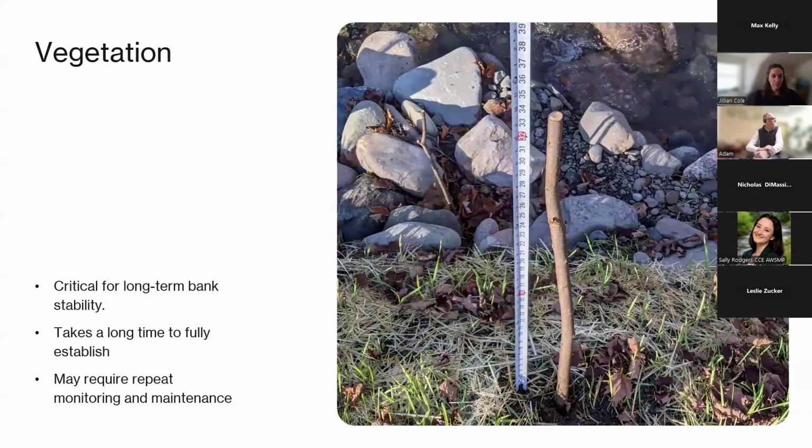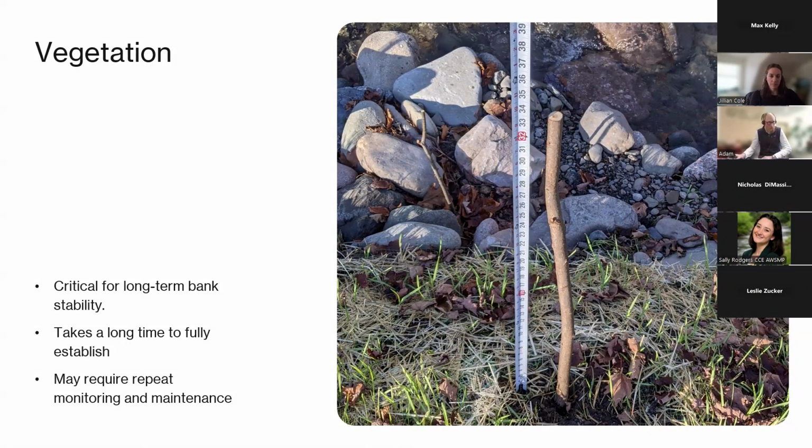So vegetation is absolutely critical for long-term bank stability, as Jillian mentioned earlier. The complication with it is that it often takes a long time to fully establish, and so that means that it may require repeat monitoring and maintenance. One of the best ways to monitor a site, if you're not going to do a detailed assessment of the vegetation, is really just through photo monitoring. That could be as simple as taking your phone out of your pocket and taking pictures periodically.